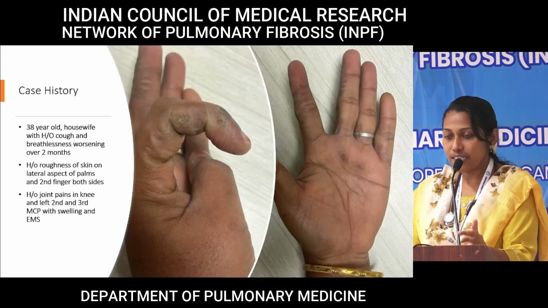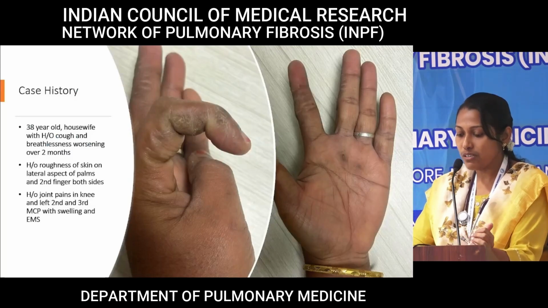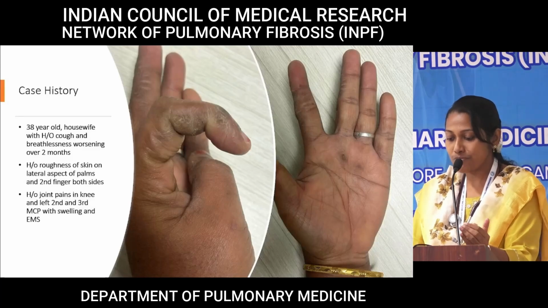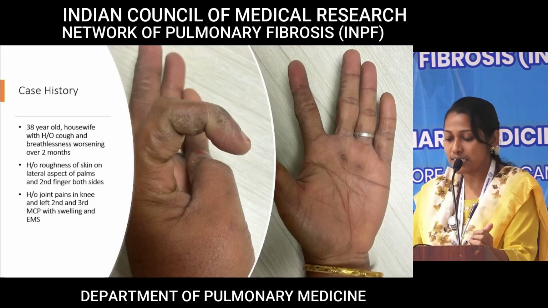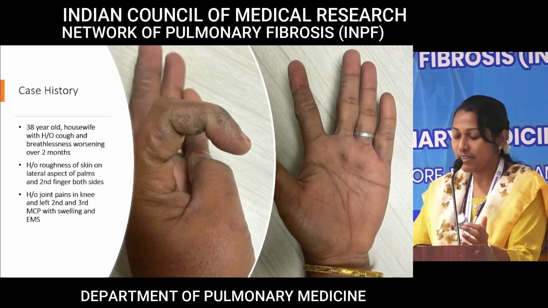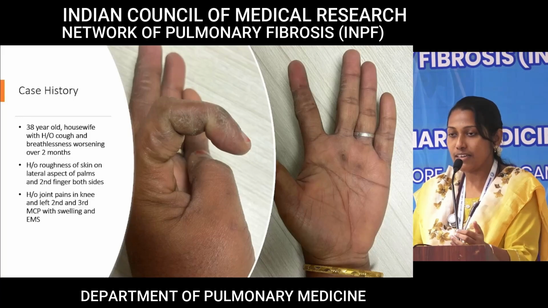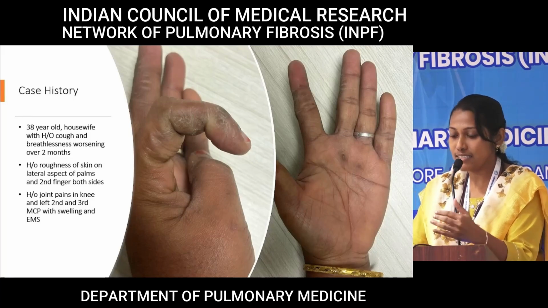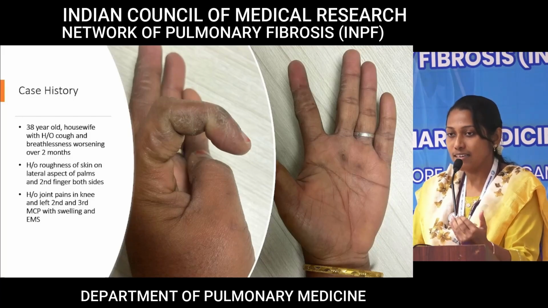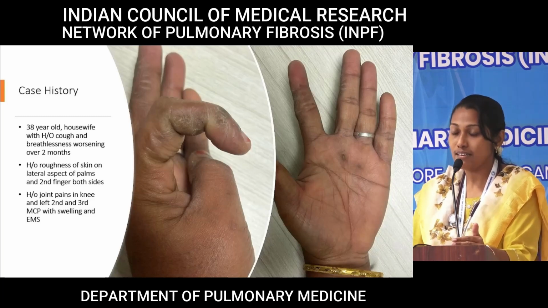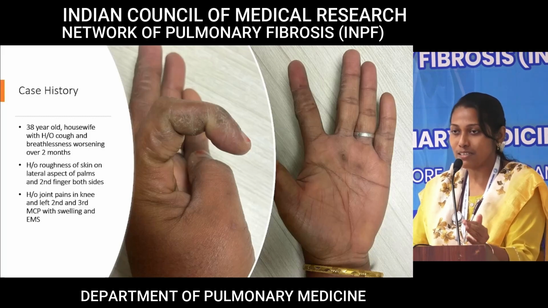So we'll go with a case-based approach. We have a 38-year-old housewife with progressive breathlessness over 2 months and roughness of skin on the lateral aspect of the palm and the second finger. As already discussed, mechanic's hands is a very commonly seen manifestation. Any patient with mechanic's hands, even though ANA comes negative, we should always screen for myositis, and RP-ILD should always be at the back of our mind, as they can progress at any time.